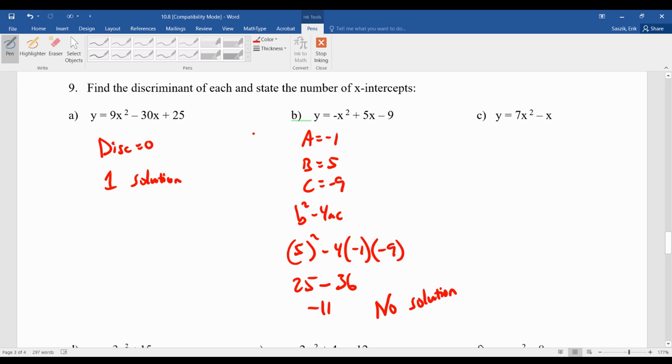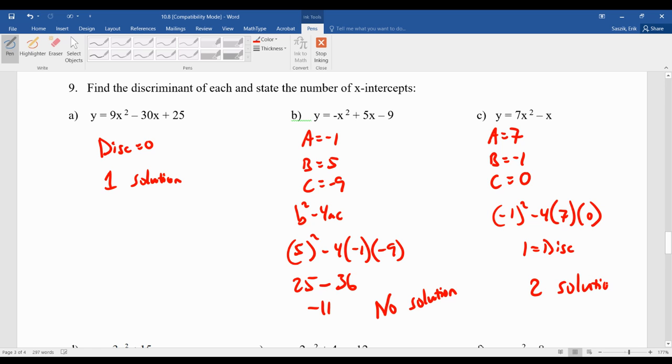Now C I'll do as well. This one's gonna freak some people out. A is 7, B is -1. But remember, the C is the plain number. The reason why there's no plain number here is because it must be 0. No big deal, we can do that. So B squared minus 4 times A times C. Well, anything times 0, that goes away. -1 squared is just +1. So this is the discriminant. It's positive. So that means 2 solutions.